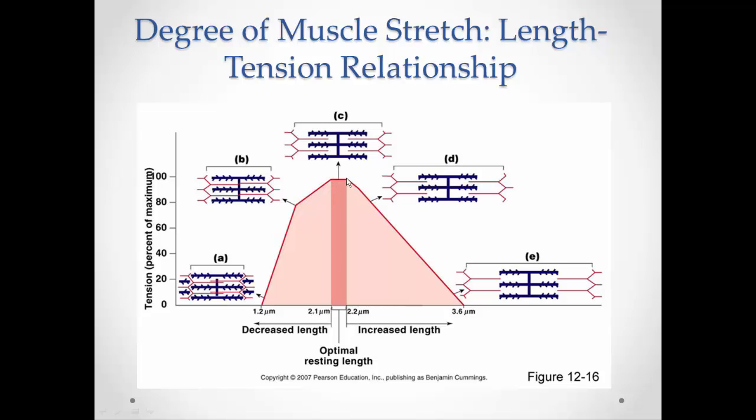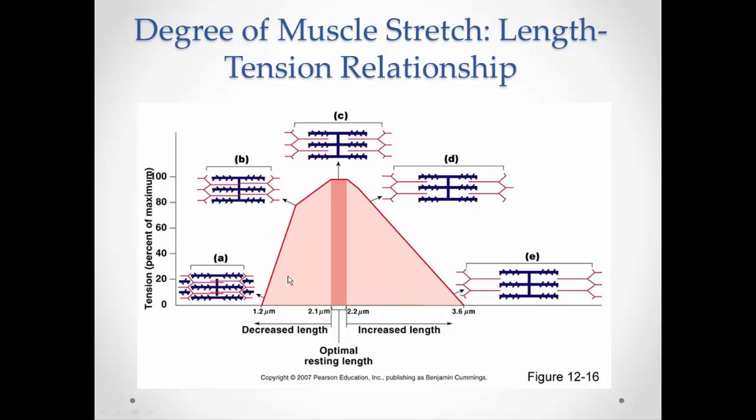I want this optimal length. That is, in the middle, I've got perfect overlap of myosin with actin, so I get maximum contraction. Now, our skeletal muscles are designed to always be at this optimal length. That is, the length of the tendons and the way the muscle is stretched across our bones optimizes this length-tension relationship. So all our skeletal muscles are in here.